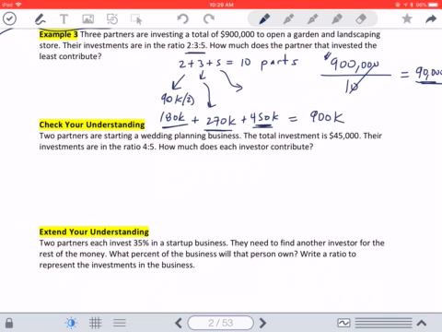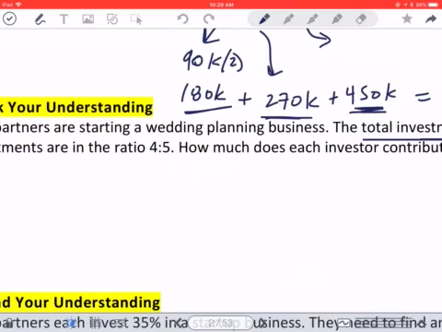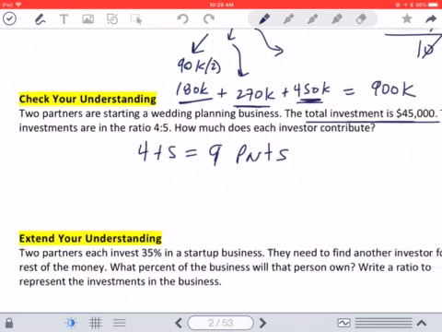Okay, assuming you've paused it. 2 partners are starting a wedding planning business. The total investment is $45,000. Their investments are in the ratio of 4 to 5. How much does each investor contribute? Okay, so their total is $45,000. It's a 4 to 5 ratio, so it's 4 plus 5. There's a total of 9 parts. You can think of it as 9 parts.